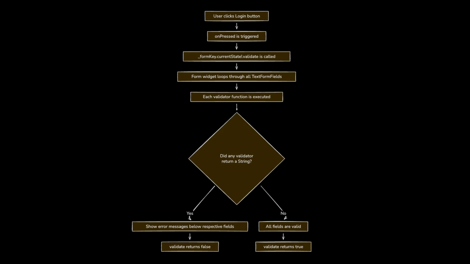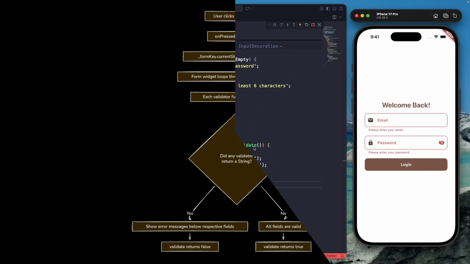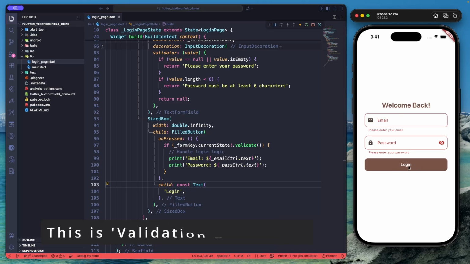Next, the form widget loops through all text form fields. Next, each validator function is then executed. Next, errors are displayed if any validator returns a string. Next, the validate method returns true if all validators return null, false otherwise. This approach is called validation on submit, where users can fill out the form at their own pace and only when they hit the login button they get the feedback. This is a much more user-friendly approach.